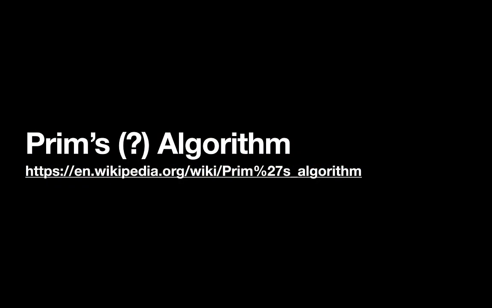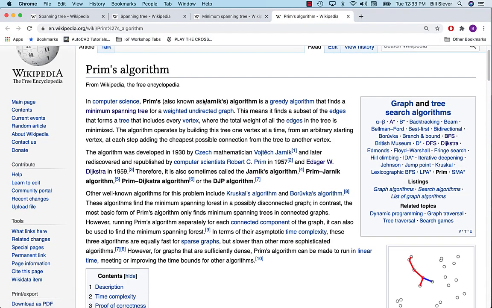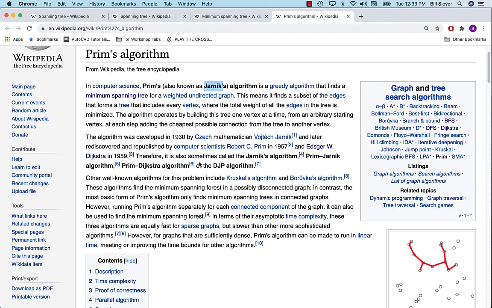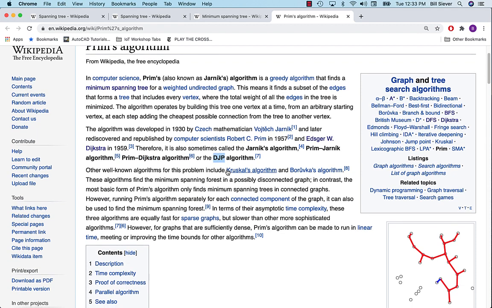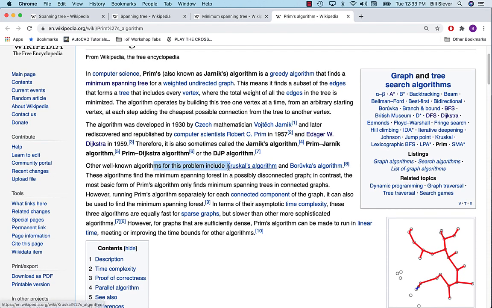Okay, so Prim's algorithm. First of all, let's take a quick look at the Wikipedia article on it just to get some background. So first off, Prim's algorithm was actually invented by Jarnik before Prim, or at least discovered. So multiple people get credit for this, including Dijkstra. So this is a well-known algorithm. It's been discovered and rediscovered multiple times. You could even call it the DJP algorithm. Okay, so there are also other well-known algorithms, including Kruskal's algorithm, which we will also look at.